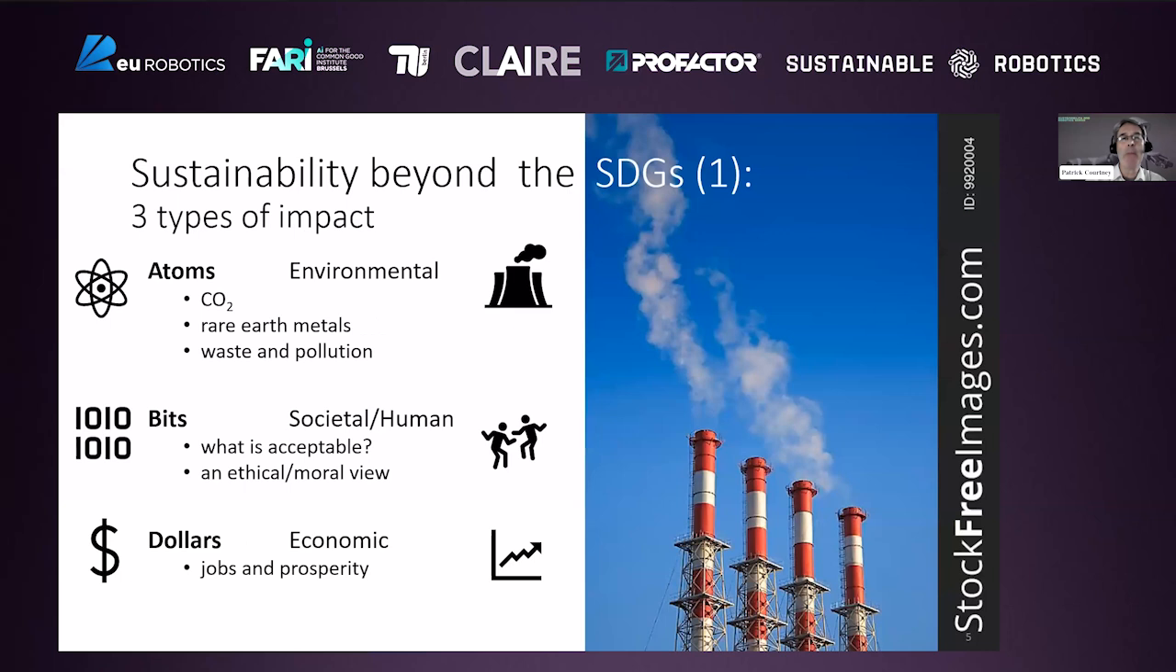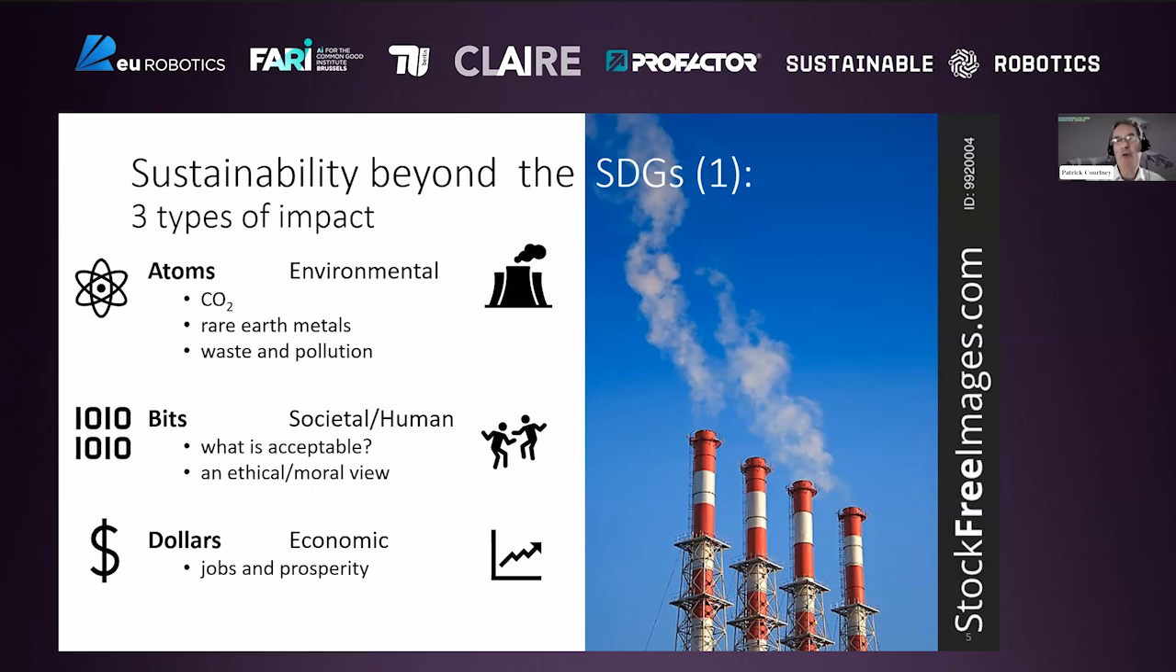Let me move on. So sustainability in the SDGs is great. But if we think about the types of impact, it's perhaps also useful to think of it in terms of what are we affecting in the world? And here I break it down into three different categories. So we often think about the environment. We see pictures of the environment. It's often in the news. So environmental impact is certainly one that's very high in our awareness.